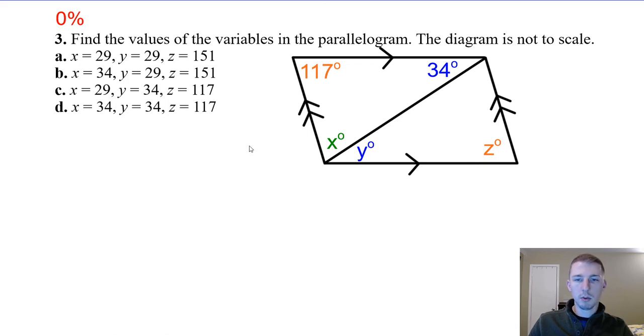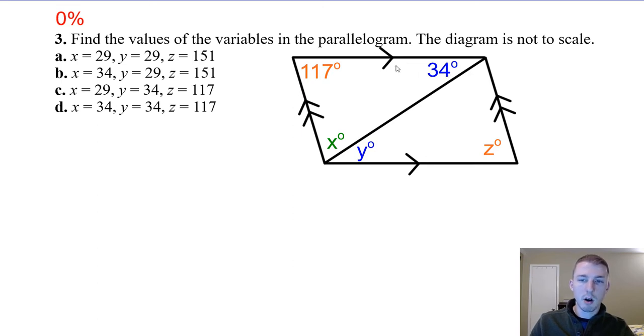Find the values of the variables in the parallelogram. The diagram is not to scale. On this one, it is a parallelogram. It's not a rhombus, so you have to be careful. That means x and y are going to be different angles, not necessarily the same unless it was actually a rhombus, because the diagonals only bisect the opposite angles when we have a rhombus.